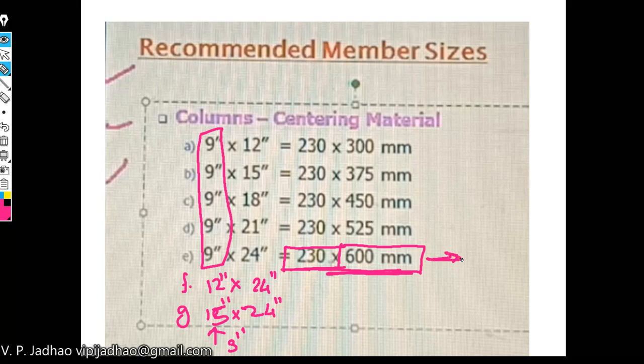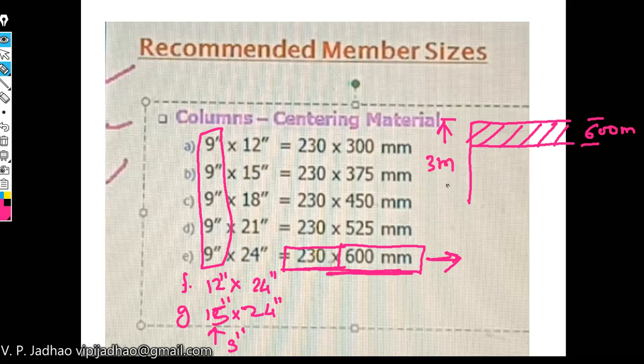Why are we stopping here at 600 mm? Because you can see, let us consider this is our one floor. If the depth of your beam is 600 mm, and the total height of your floor is 3 meter, and the height of the door generally provided is 2.1 meter, then the doors will be provided at 2.1 meter only.